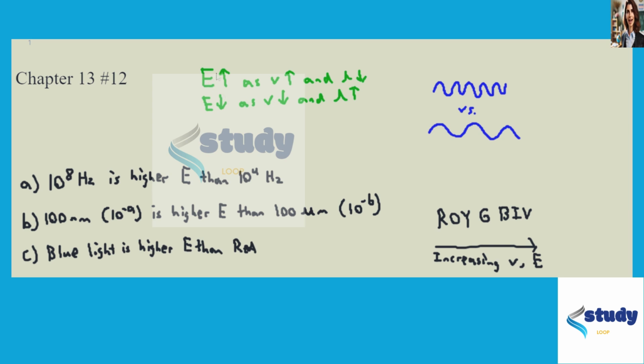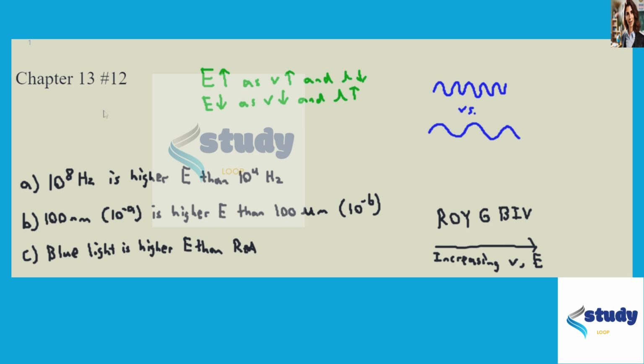And so to answer this problem, we need to remember that energy increases as frequency increases and as wavelength decreases, and conversely, energy decreases as frequency decreases and wavelength increases. And so over to the right in blue, I've drawn some pretty poor representations of waves, if that helps you remember. So, given that wavelength is the same at a higher frequency, you're going to be packing more waves into a given space, and so you'll have more energy.